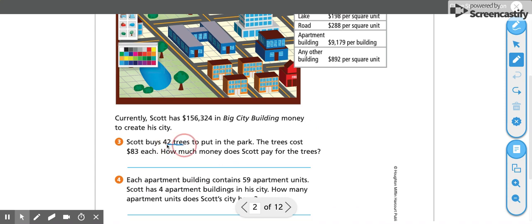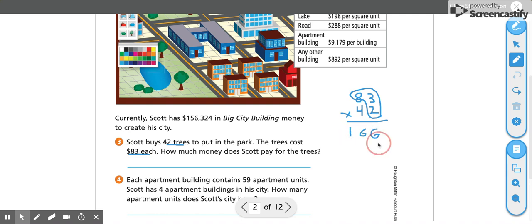So we have 42 trees. They each cost $83. And I see that word each, that's a key sign to me that, oh, I definitely need to multiply this. So I'm going to take my 83 times 42, because there's 42 trees. And this is a great place to use my turtle method. So I'm going to go ahead and draw my turtle head. Double digit by double digit. Well, let's start with its neck. 3 times 2 is 6. 2 times 8 is 16.